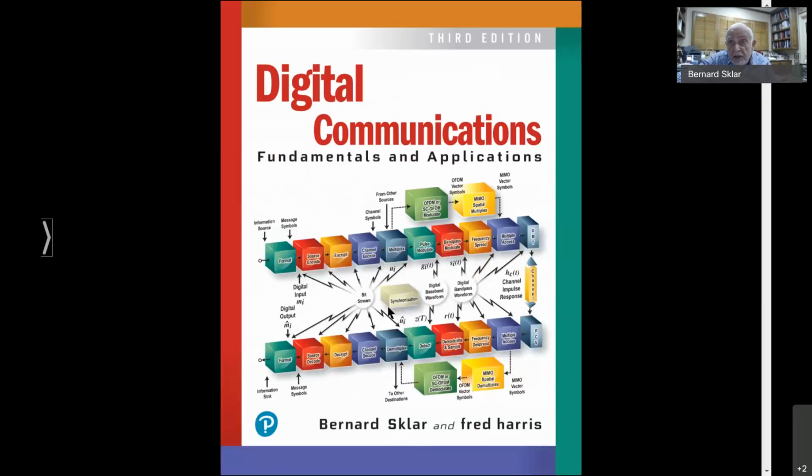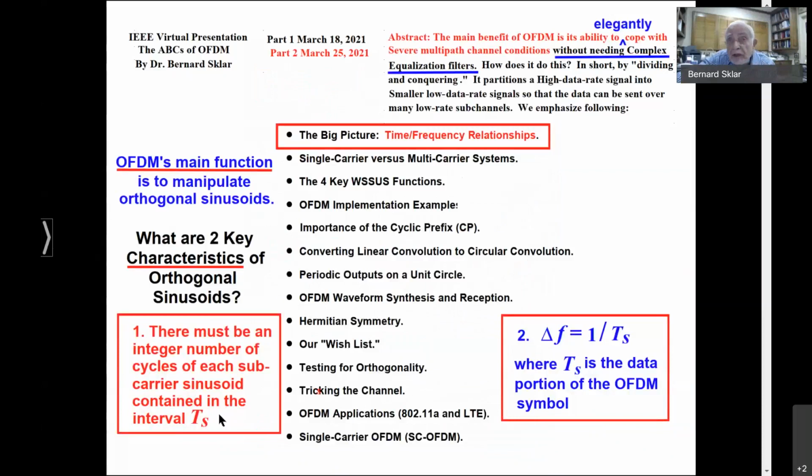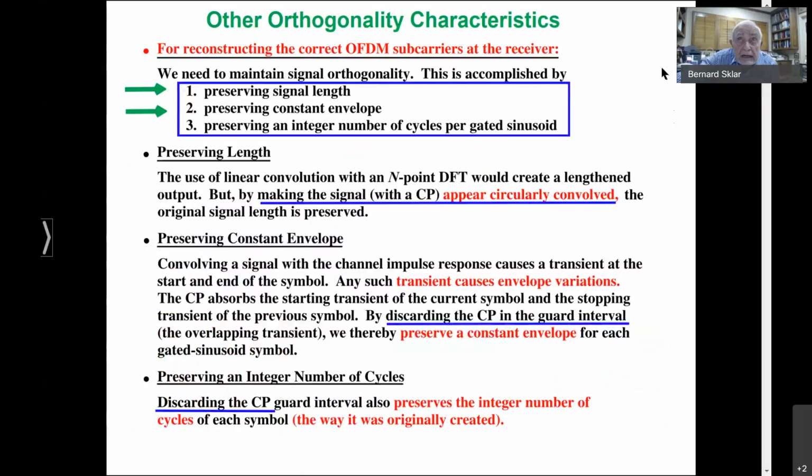And just a very quick review of what we talked about last week, the characteristics of orthogonal sinusoids. There must be an integer number of cycles within the interval of interest, which is the data portion of the OFDM symbol. The moment you've chosen that interval, this formula tells you immediately that for orthogonality, the difference in center frequency between those subcarriers has to be the reciprocal of that time duration. And here are some other orthogonality characteristics that we didn't mention. In order to maintain signal orthogonality, you have to preserve signal length, preserve constant envelope, as well as the integer number of cycles. Notice the cyclic prefix is going to do all of that.